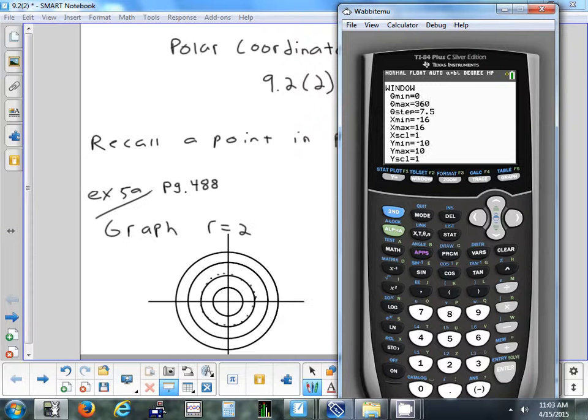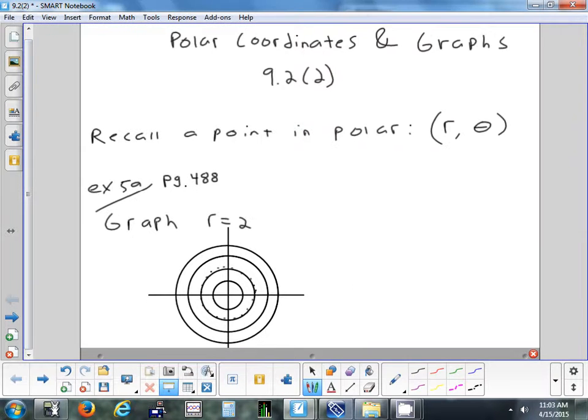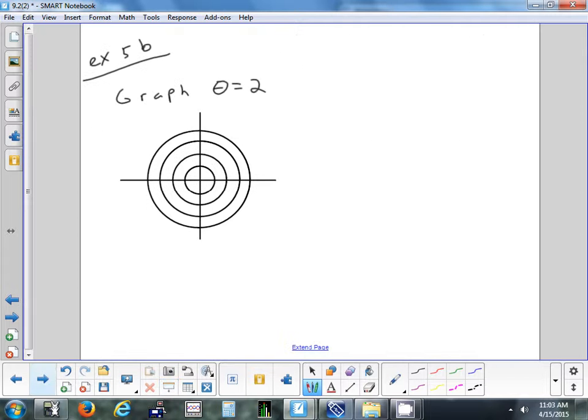Any questions on graphing that? All right, so that's when you fix the radius, and you can let theta be anything you want. You get a circle. Okay, what if we switch it? This time I'm going to fix the angle, and the radius can be anything I want.